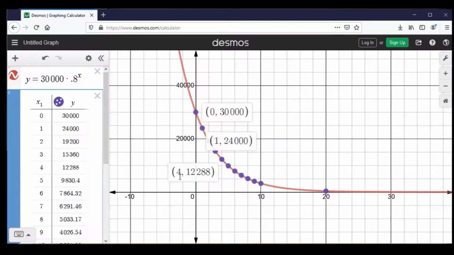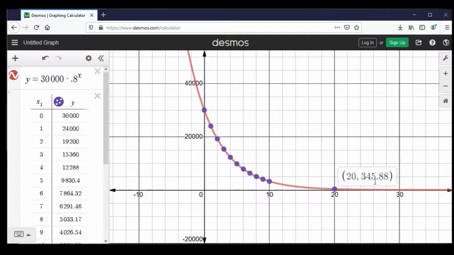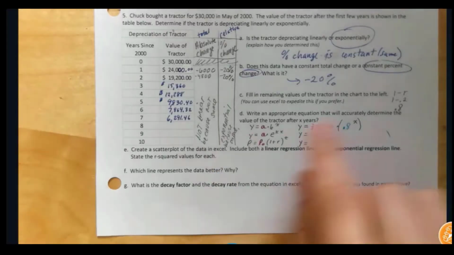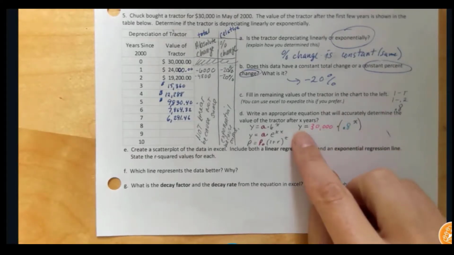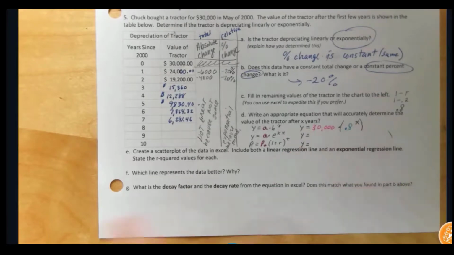So at 4 years, my tractor is going to be worth $12,000. I could extrapolate my data and look all the way up at 20 years, and in 20 years, my tractor is only going to be worth $345. The input is the years, the output is the value of the tractor. So hopefully this makes a little bit of sense as to why we have an x value and why we have a y value. They just represent different years and different tractor values.